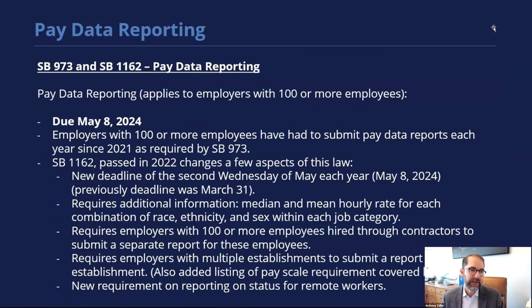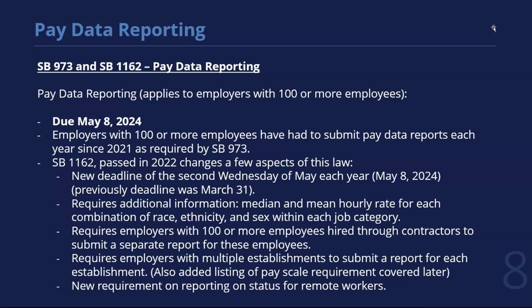So as I mentioned, that California here, it applies to employers with 100 or more employees due May 8th. There's a few new changes to the law here that is going to modify the filing requirements here in 2024. One is that there's some additional information being required that employers have to report. The median and mean hourly rate for each combination of race, ethnicity, and sex within each job category. We'll talk about that here in a little bit, the details on that.